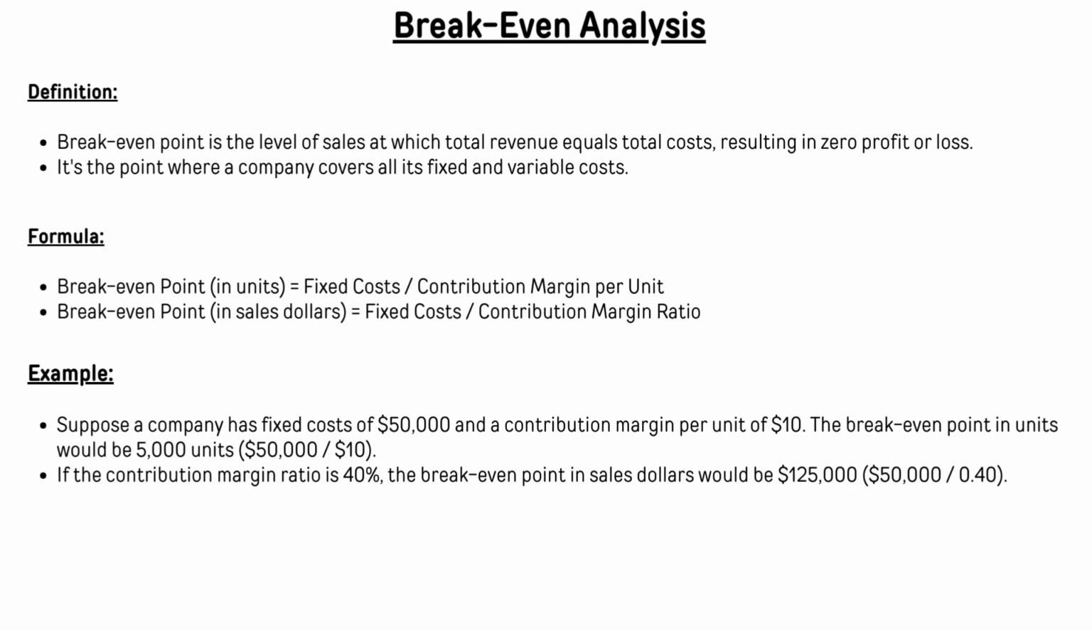Example: suppose a company has fixed cost of $50,000 and a contribution margin per unit of $10. The break-even point in units would be 5,000 units, that is $50,000 divided by $10. If the contribution margin ratio is 40%, the break-even point in sales dollars would be $125,000. That is $50,000 divided by 0.40.